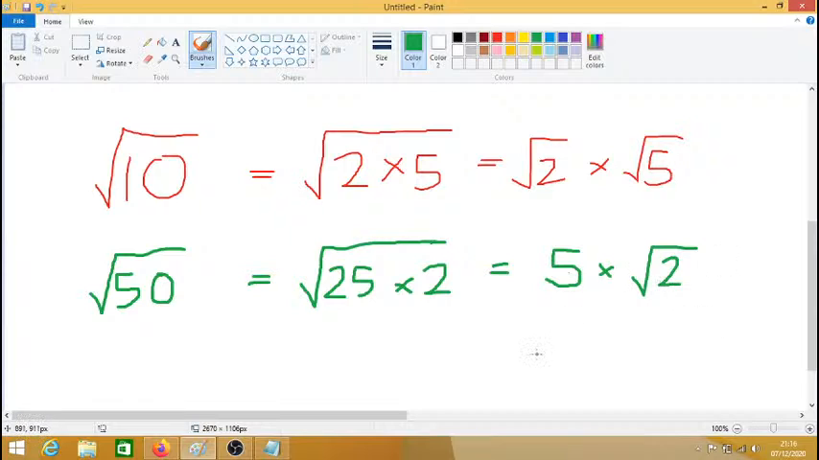But remember what I said about not needing to write the times sign if we don't have to. So here the 5 and the root 2, we're just going to drop the times sign and write 5 root 2 as the final answer. 5 root 2 really means 5 times root 2, but we just don't bother writing the times sign. I can show you that works with divide as well.